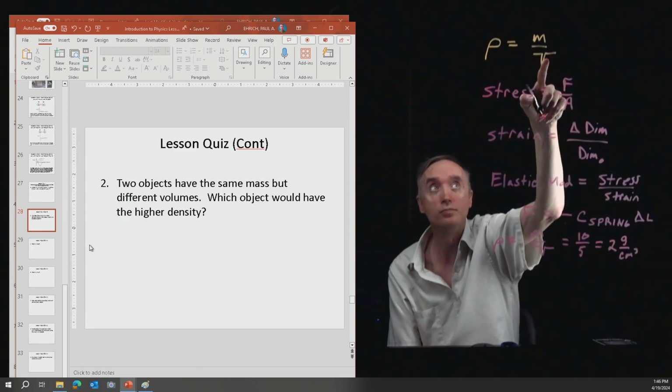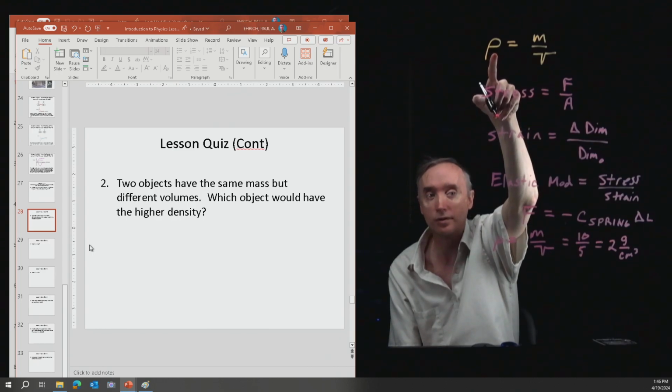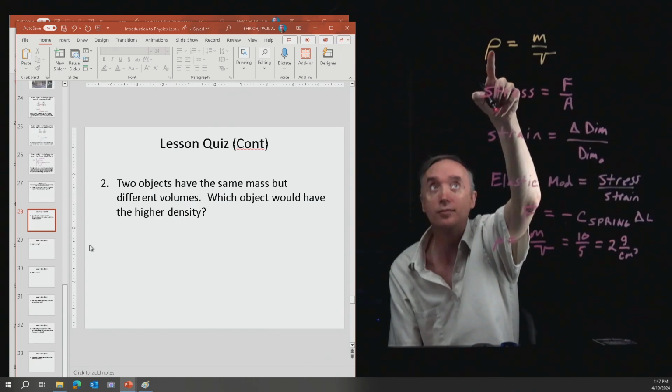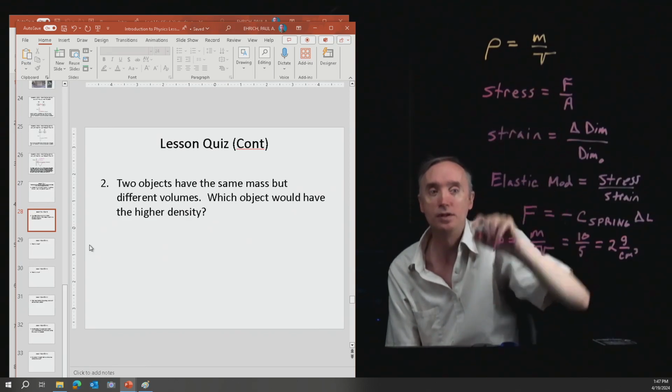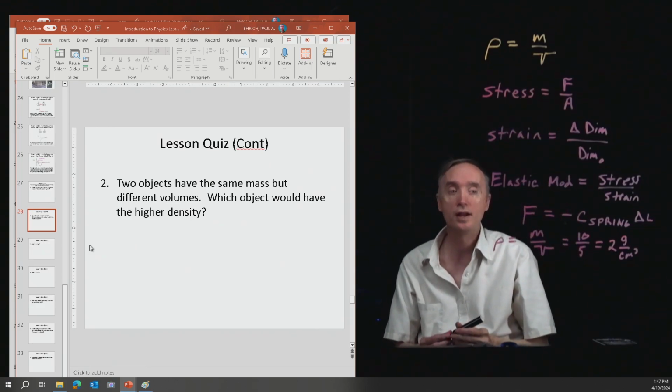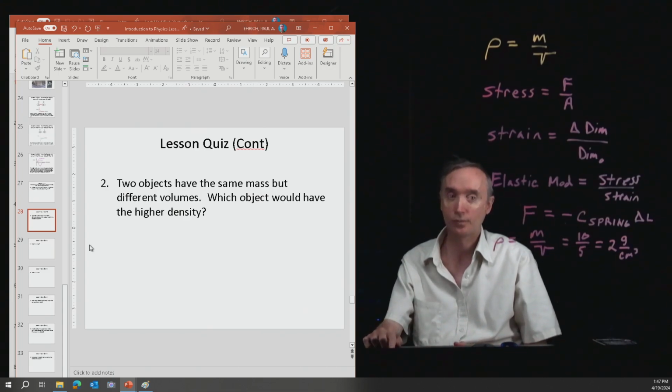So if you make the bottom part of a fraction bigger, what comes out gets smaller. That's not what we want. We want it to get bigger, so that means we want the volume to be smaller. So the one that has the smaller volume is going to have the higher density.